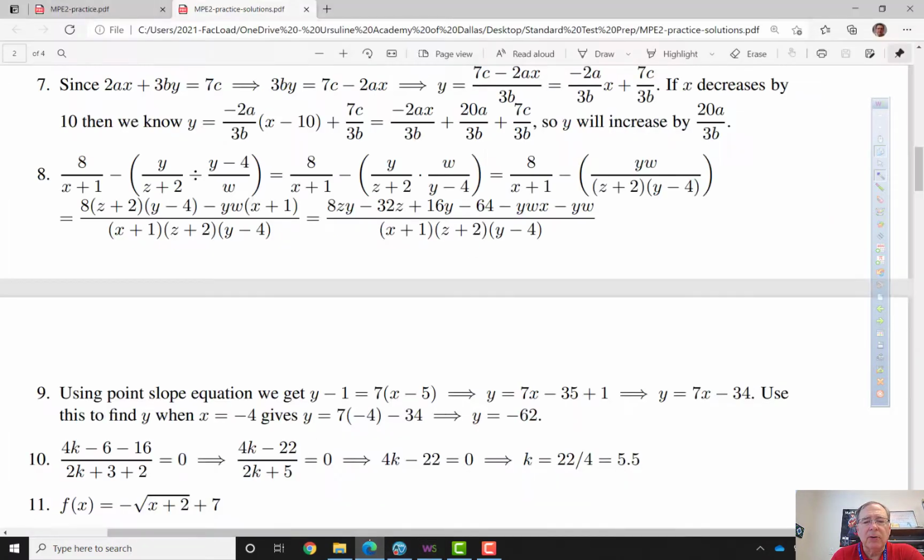We'll check what their answer says. F of x, which I think is a mistake, it should be g of x equals negative the square root of x plus 2, plus 7. So there's the end of the question. I can show you now how you can verify this in the calculator.